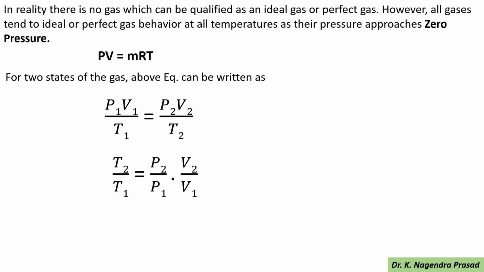So we know the ideal gas equation is PV equal to mRT. For two states of the gas, this equation can be written as P1 V1 by T1 equal to P2 V2 divided by T2. So from this equation, T2 divided by T1 equal to P2 by P1 into V2 by V1.